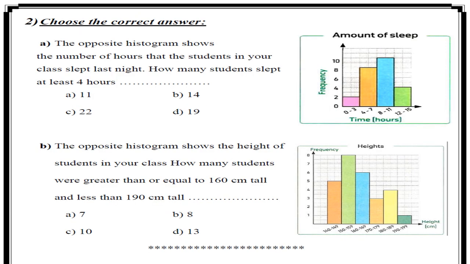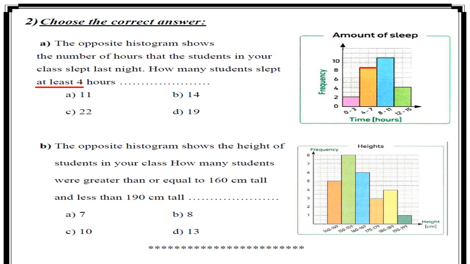Choose the correct answer. The opposite histogram shows the number of hours that the students in your class slept last night. How many students slept at least 4 hours? At least means not less than 4 hours.